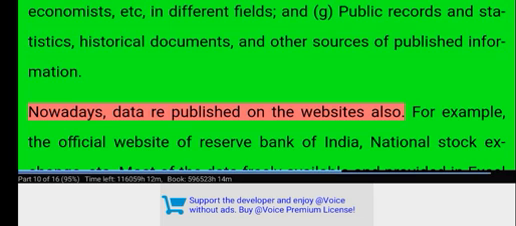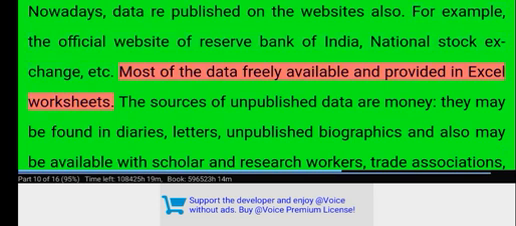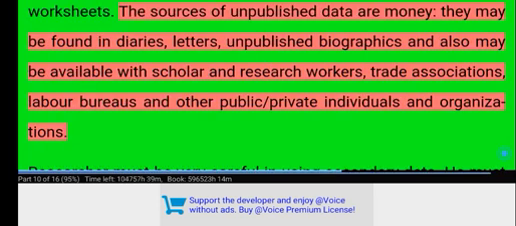Nowadays, data are published on the websites also. For example, the official website of Reserve Bank of India, National Stock Exchange, etc. Most of the data are freely available and provided in Excel worksheets. The sources of unpublished data are many. They may be found in diaries, letters, unpublished biographies, and also may be available with scholars and research workers, trade associations, labor bureaus, and other public-private individuals and organizations.